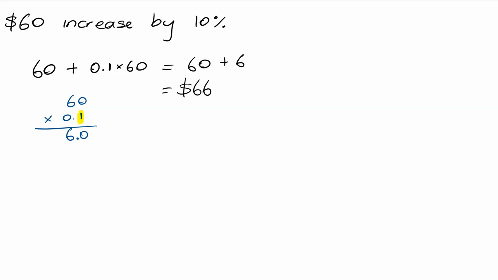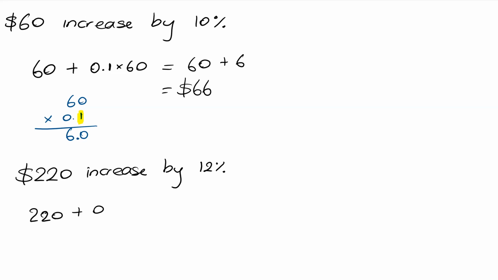So let's look at another example. All right, let's say I had $220 and I wanted to increase this by, let's say, 12%. I'm going to increase it by 12%. So again, we'll get rid of the dollar sign, write down 220 plus 0.12, which is 12% as a decimal, multiplied by 220.